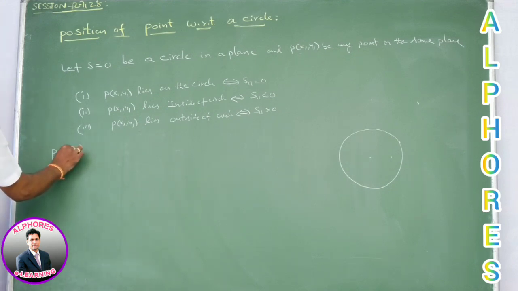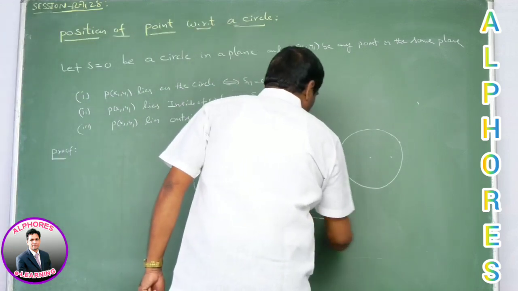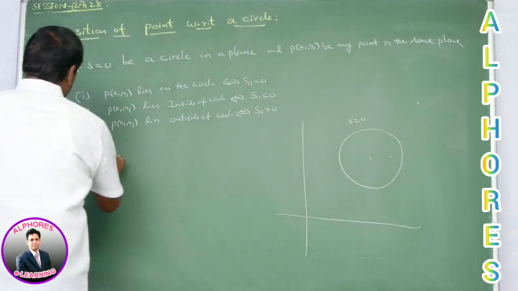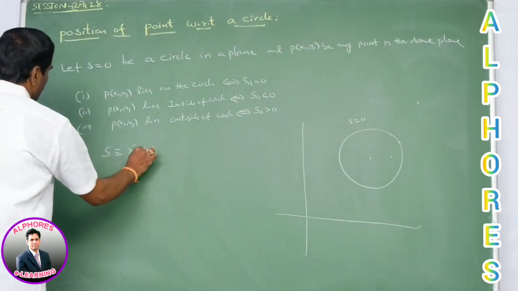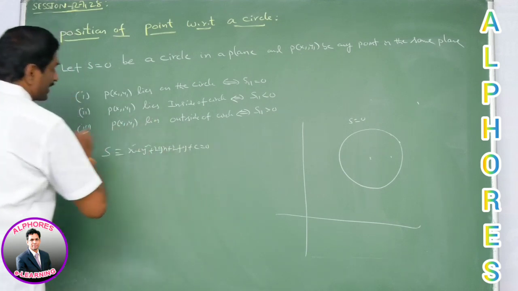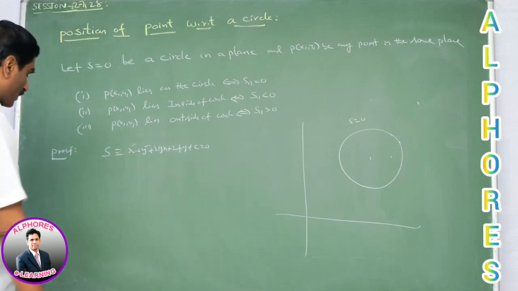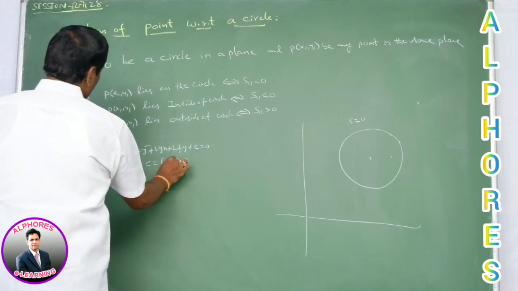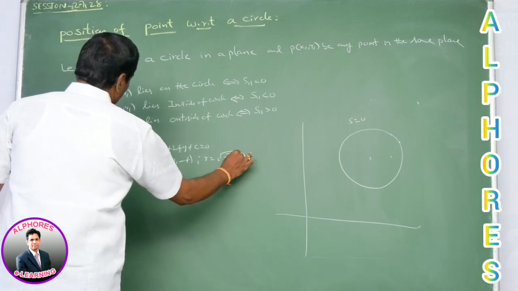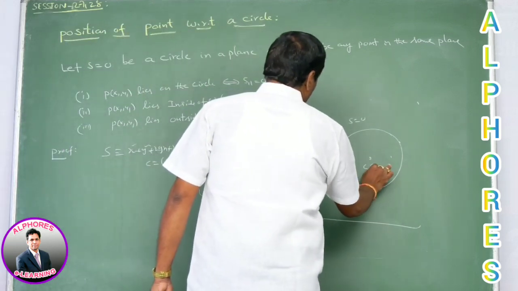Proof. First one. Take this as the x-axis and y-axis, and this is the circle S = 0. S = 0 means x square plus y square plus 2gx plus 2fy plus c is equal to 0. It is the notation of the circle. What is the center of the circle? Minus g comma minus f. Radius is root over g square plus f square minus c. That means the center of the circle C is (-g, -f).